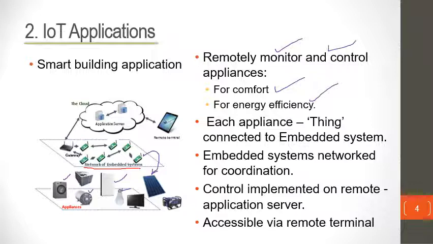And the control of these things through the embedded systems happens remotely on a remote server, which would be in the cloud, and this can be effected via a remote terminal. So all of these appliances, embedded systems, the local network within the building, as well as the internet connection, they all work together to create an IoT system for a smart building application. So these are the sort of applications that we are looking at in this particular module.